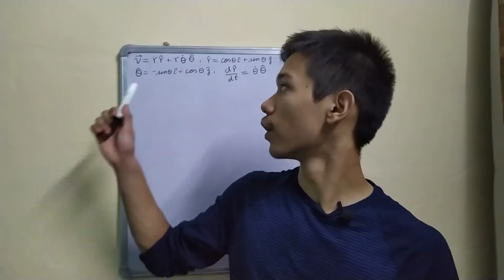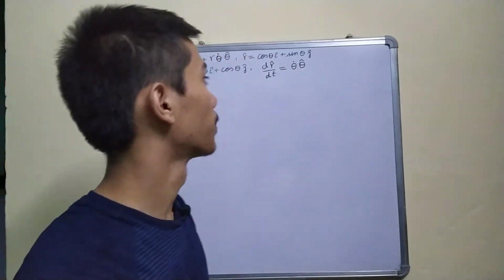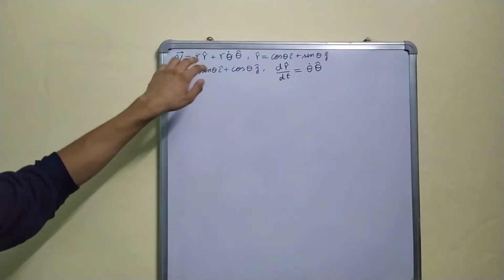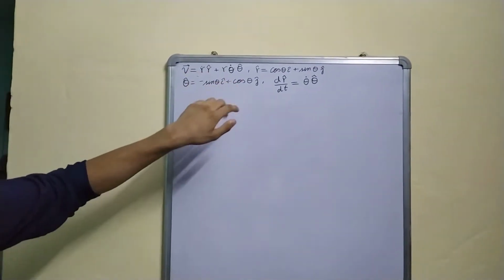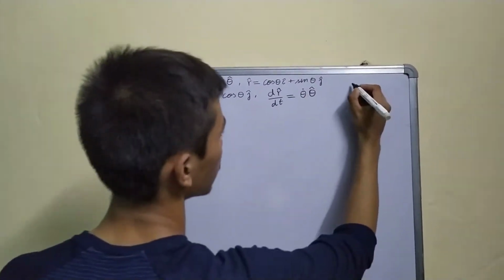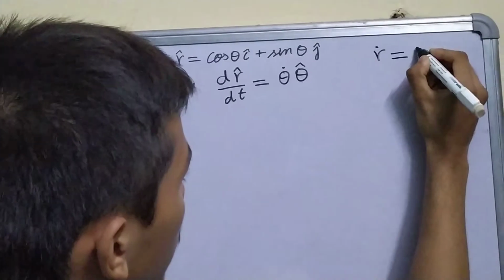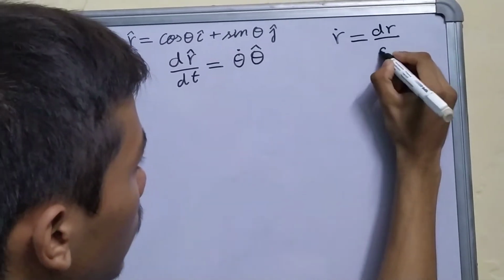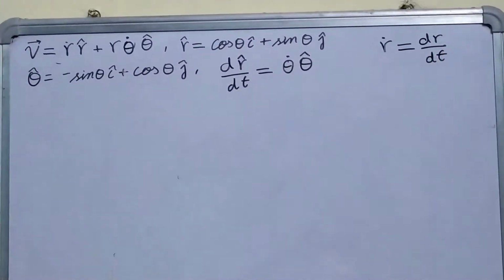So in the previous video, we derived the formula for velocity in the polar coordinate system. V is r dot r cap plus r theta dot theta cap, where r dot is nothing but a convenient notation for derivative with respect to time.